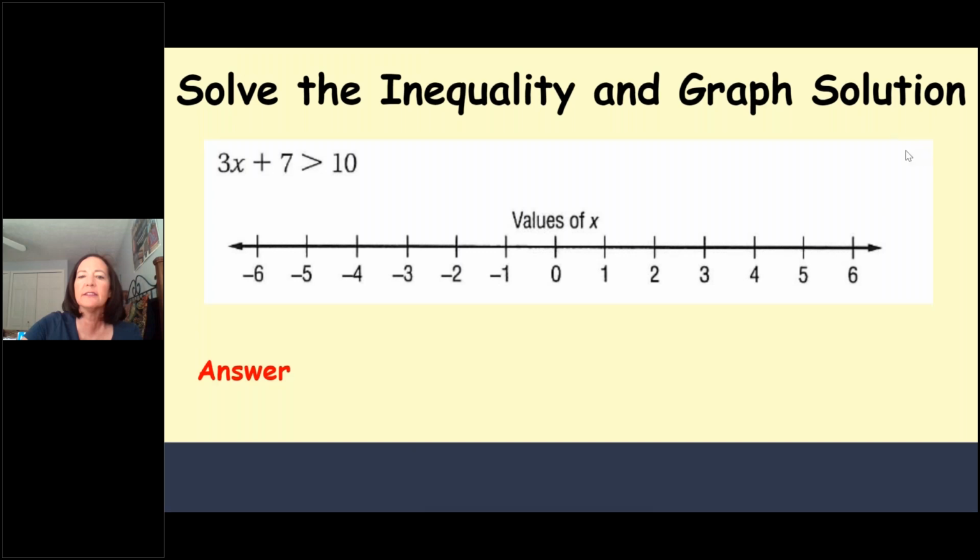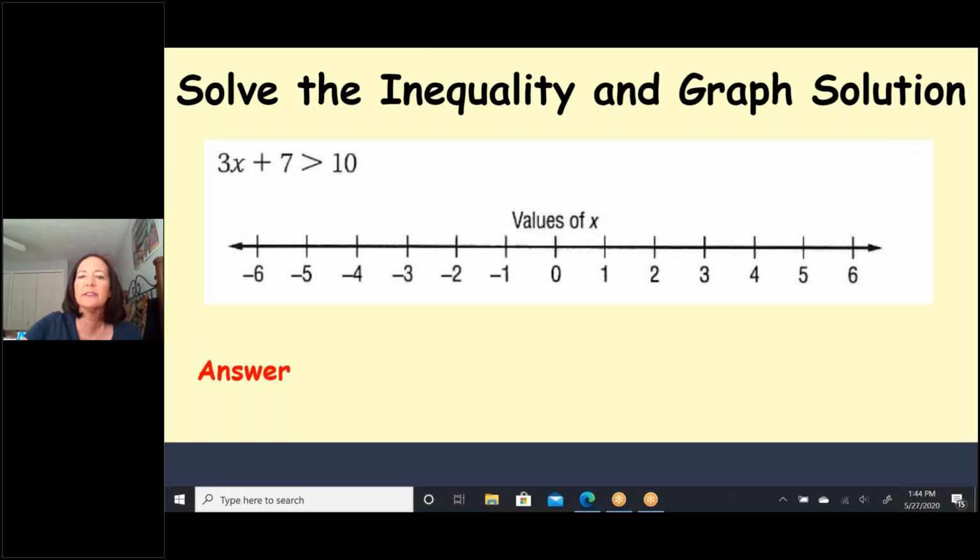Okay, so what I did was subtract 7, and then subtract 7, that cancels out right there. And then I have 3x is greater than 3. Then I got to divide by 3 on both sides. So now I have x is greater than 1. Nice. Okay, now hold up right there. But wait, is that right?